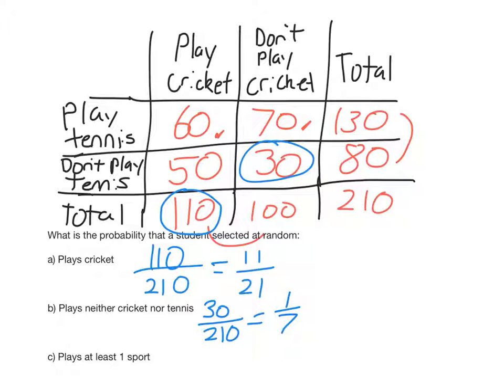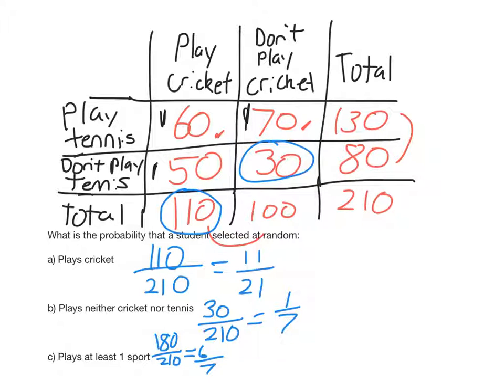What's the probability a student selected at random plays at least one sport? That means they can play one sport or two sports. We don't want to include the people who play no sports. So the number there, we have 50 plus 60 plus 70. So that's 180 people that play at least one sport. Play one sport or play two sports. So it's 180 over 210. Again, we can simplify it to 6 over 7.